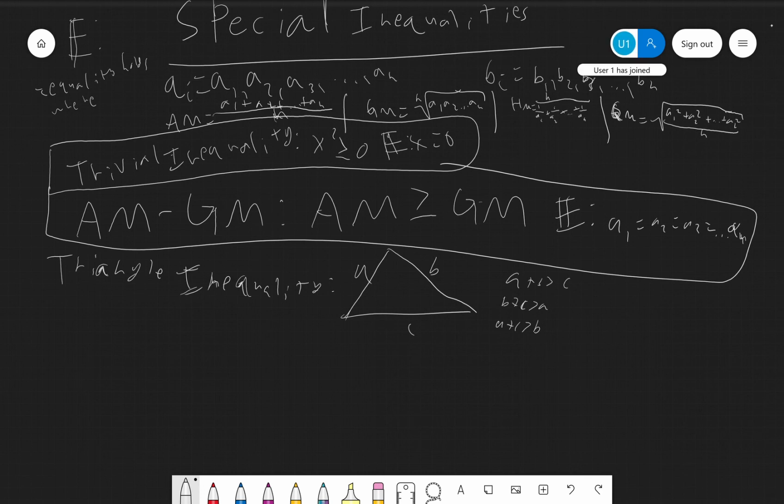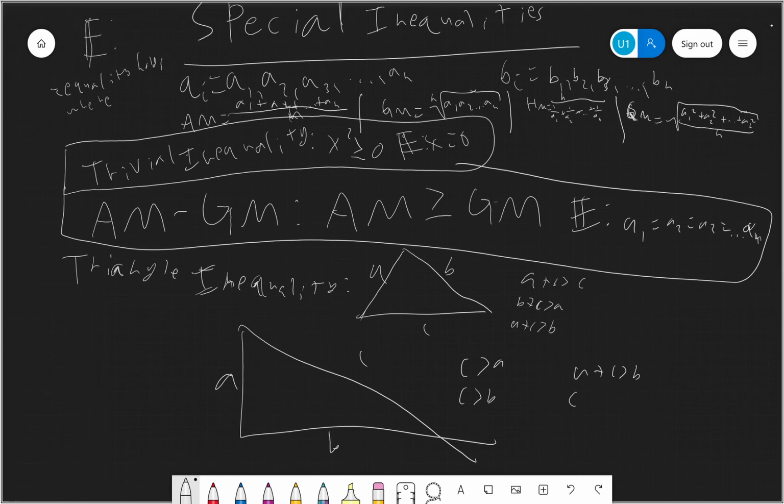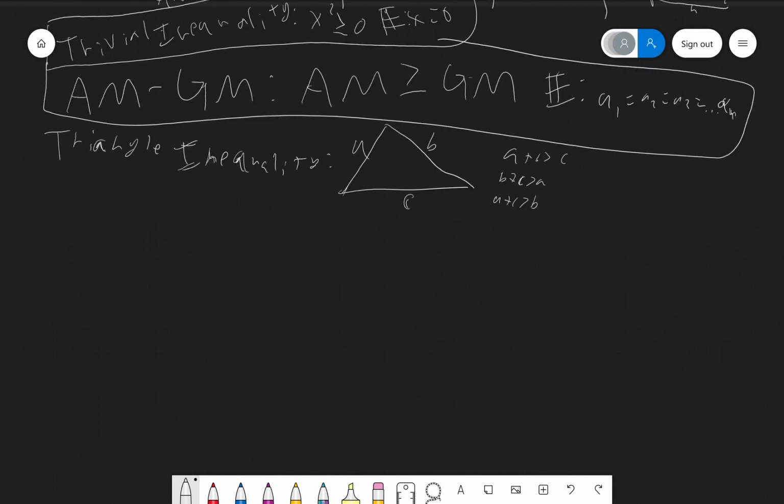So why is this helpful? Well, when you have something like this, with A, B, and C, then obviously C is greater than A and C is greater than B. So if C is greater than A and C is greater than B, by looking at a picture, then obviously we know that A plus C is greater than B because C is already greater than B. And same thing for C plus B is greater than A.